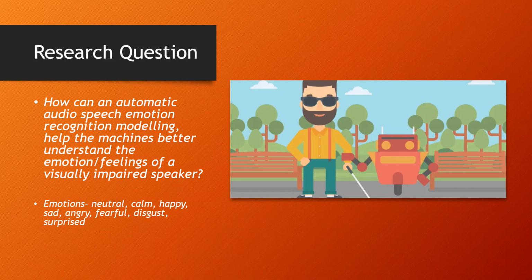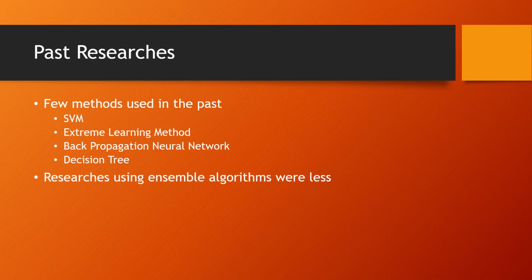The emotions that my proposed model would be identifying from the audio speeches are neutral, calm, happy, sad, angry, fearful, disgust, and surprised. Since speech emotion recognition is a hot research area, many researchers have already explored a lot in the past, and they built their own models based on SVM, extreme learning machine, backpropagation neural network, and decision trees. After an intensive analysis of the literature, I found only very few researches were done using ensemble machine learning models. So I have decided to explore this area using ensemble boosting methods like AdaBoost, extreme gradient boost, and gradient boost.